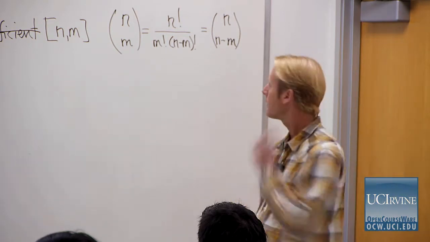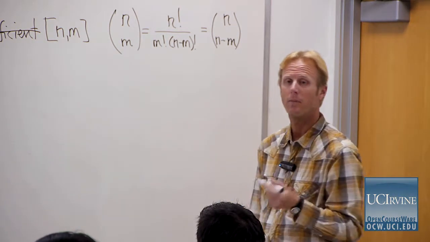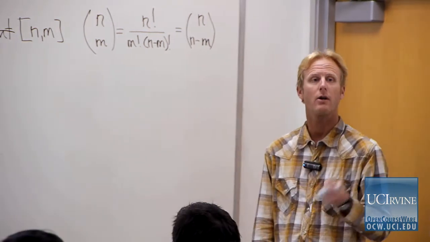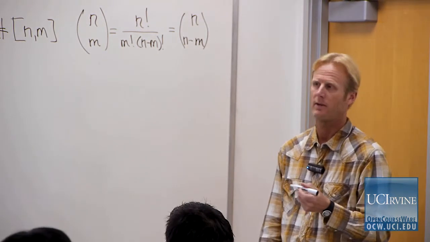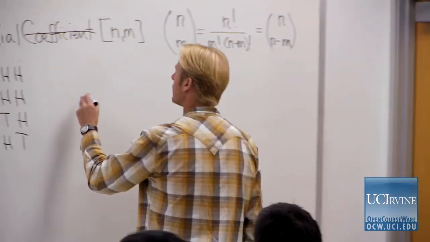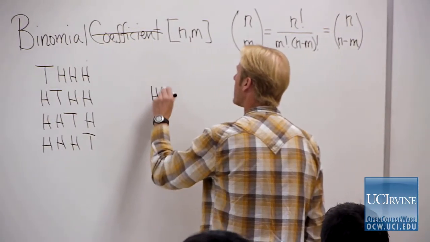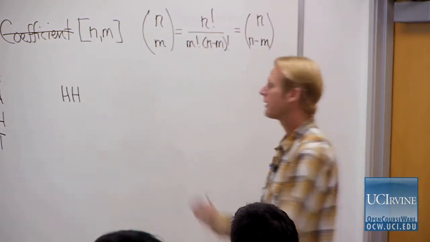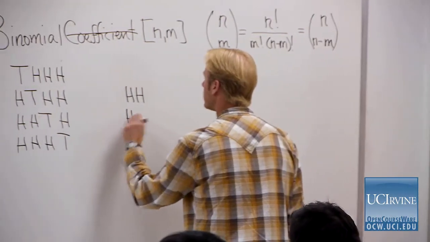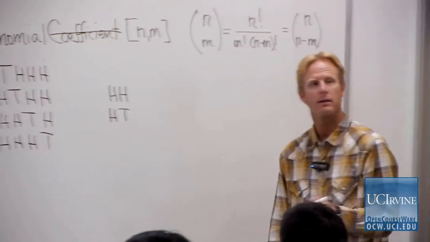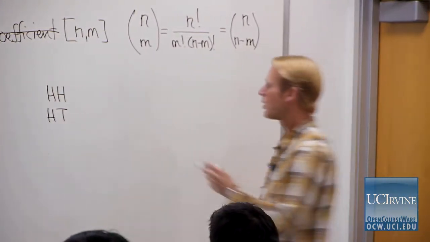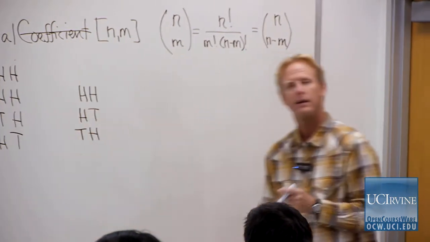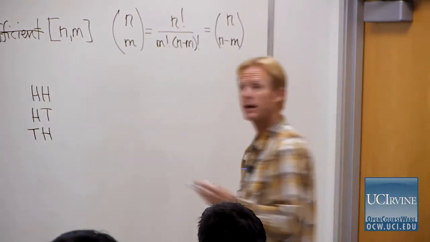To do that, I want to start with an even simpler example. So now I'm going to flip 2 coins, and I'm going to look at all the possibilities. One possibility is both of them are heads. Another possibility is one is heads and one is tails, the second one. Or I could have got tails on the first flip and heads on the second. And then the last possibility is that I get 2 tails.